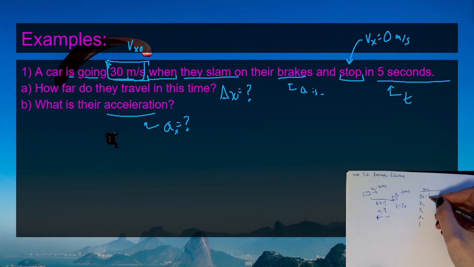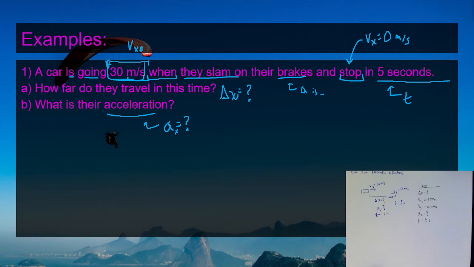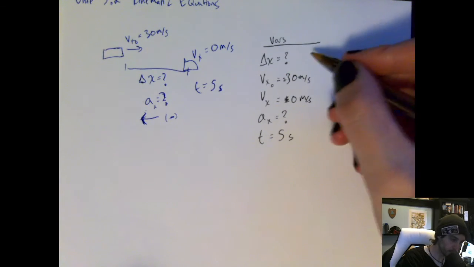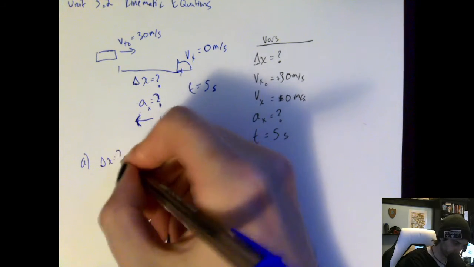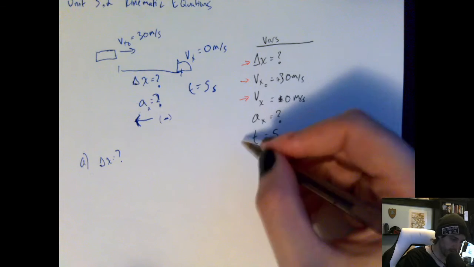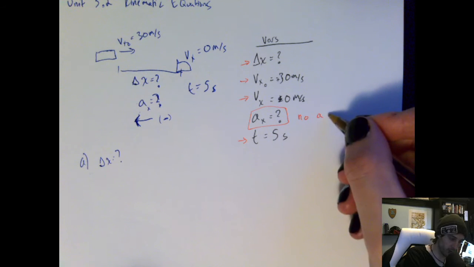We know for this one that Vx is one of the things we're looking for. We know that Vx naught is plus 30 because it's forwards. We know that Vx is 0 because it's stopped at the end. And we know that our acceleration is one of the other things we're looking for, and our time is 5 seconds. So in particular, if I want to get my displacement, which is A, I want to pick an equation that has this one, this one, this one, and this one. I don't know acceleration, so I do not want an equation with acceleration.